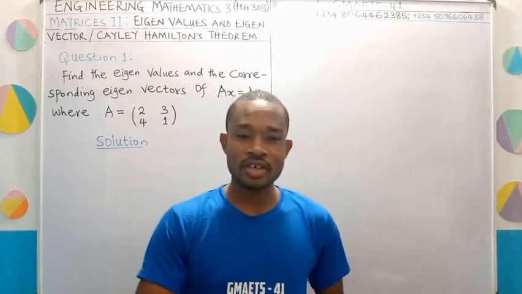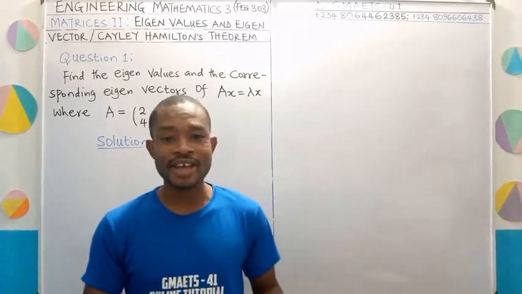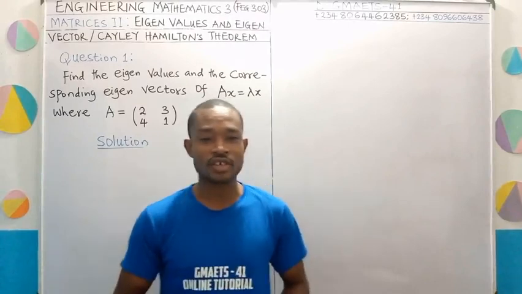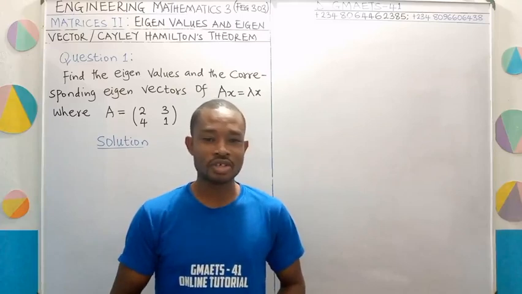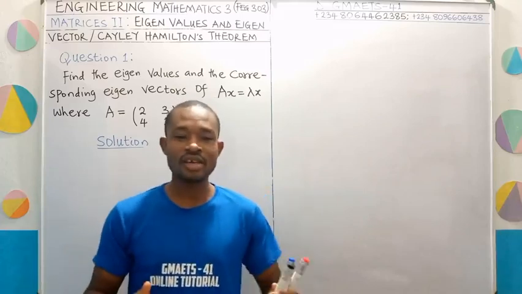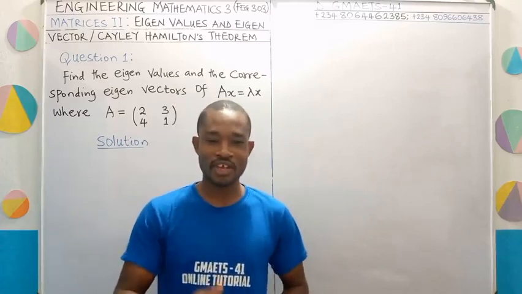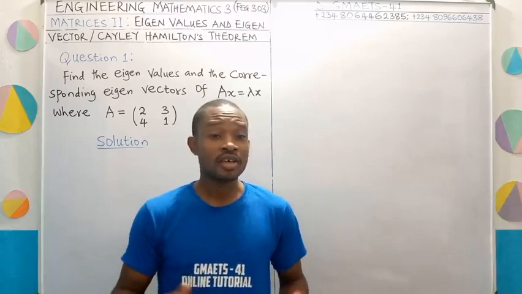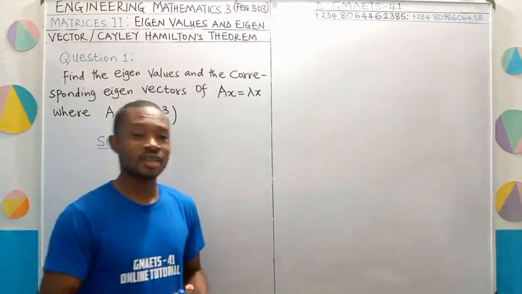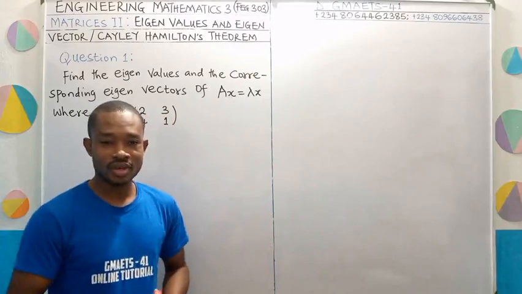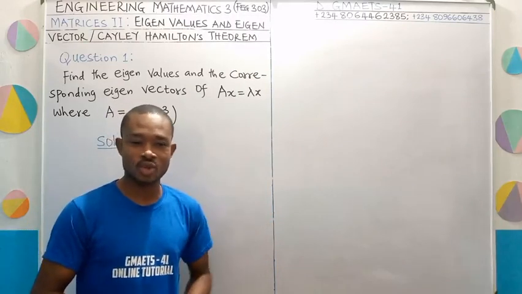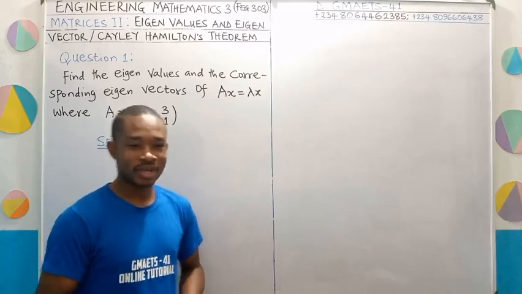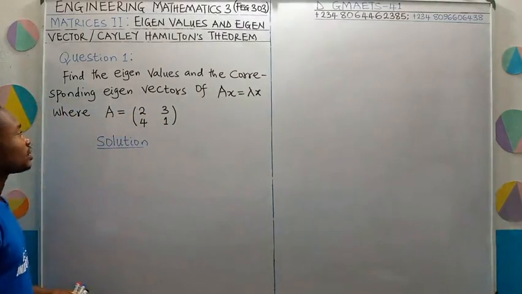In this video lesson, I'll be teaching you how to determine the eigenvalues and eigenvectors of a given square matrix. I shall also teach you how to verify the Cayley-Hamilton's theorem of a given square matrix. Here on the board, we have this question based on a 2x2 square matrix. After handling this, we shall move on to see problems on a 3x3 square matrix. So, come along, let us see how to solve this problem.